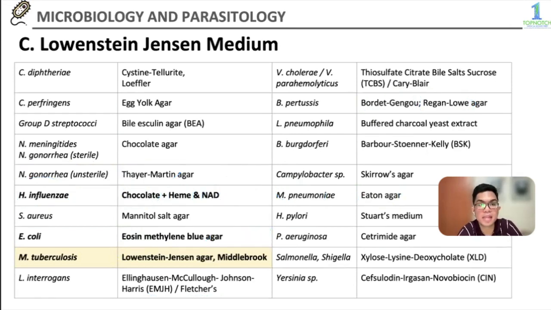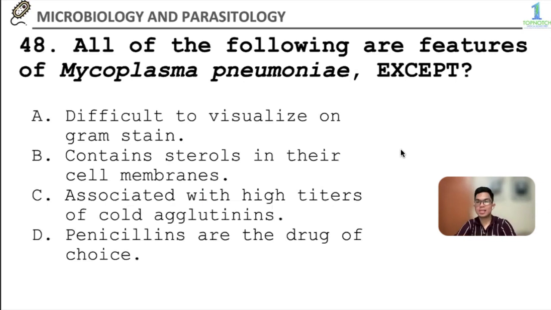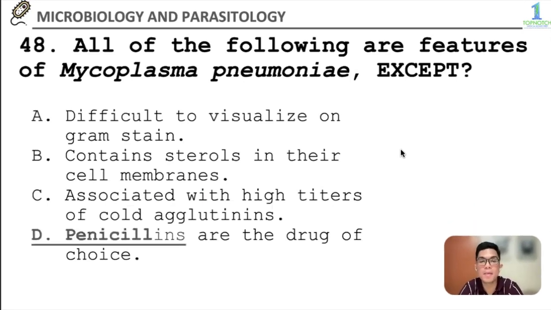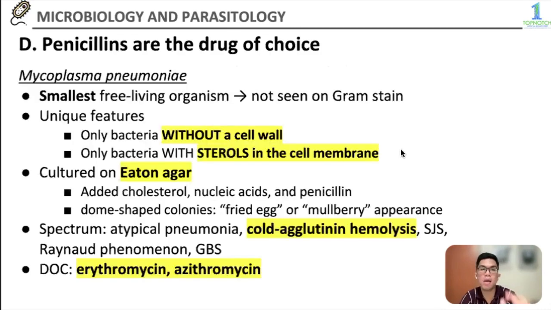So, next tayo. Ito na, si Mycoplasma pneumoniae. Which is not true? Not true ang penicillins are the drug of choice. Mycoplasma pneumoniae are the smallest free-living organisms. They're so small that they cannot be seen on Gram stain. Hindi rin sila seen on Gram stain kasi wala silang cell wall, so yung dyes natin, walang kakapitan.